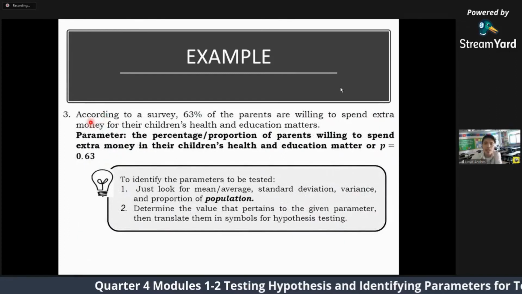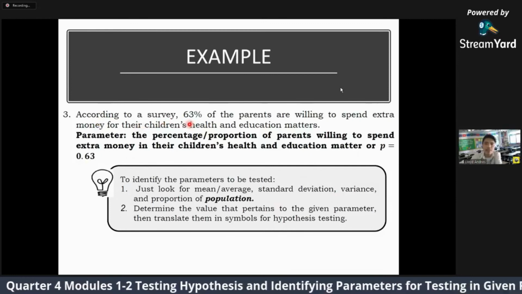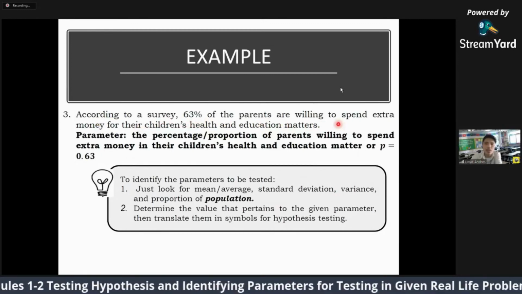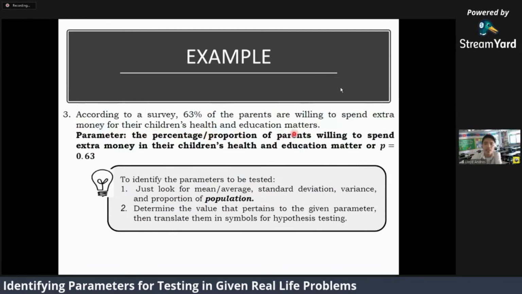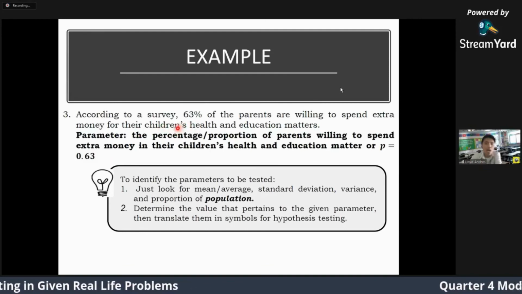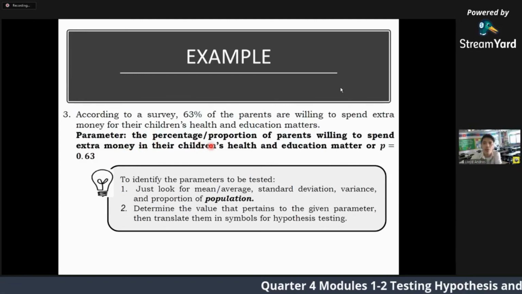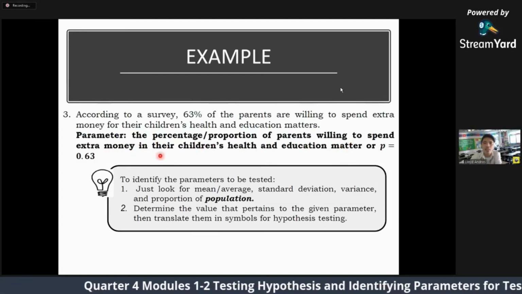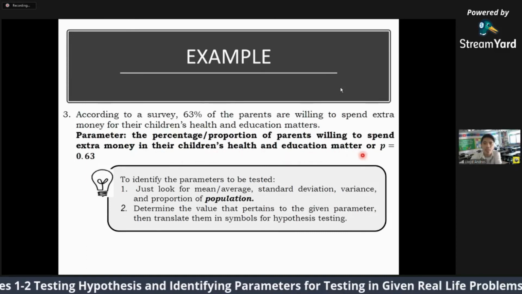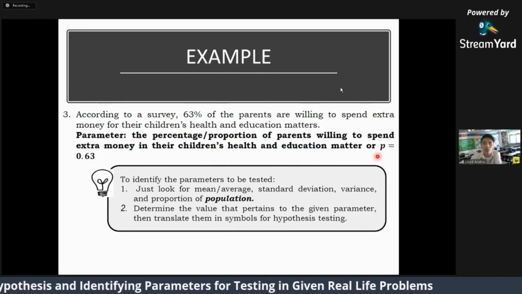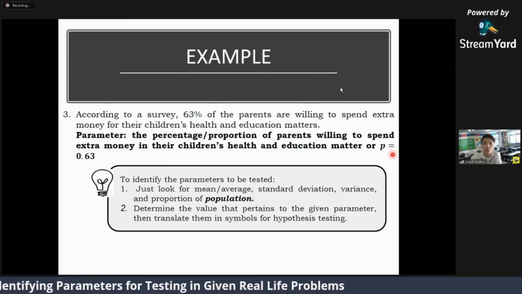Next, according to a survey, 63% of parents are willing to spend extra money for their children's health and education matters. For this situation, our parameter is the percentage or proportion of parents who are willing to spend extra money on their child's health and education matters. In symbols, that is P. Whenever it is a percentage or proportion, P is equivalent to 0.63.